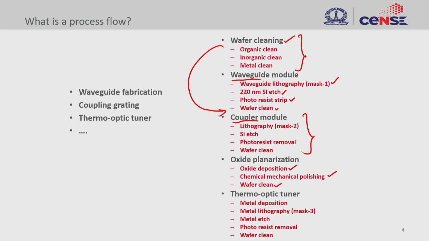And then if you need some sort of thermo-optic tuner or some metal heaters, then you start with metal deposition and lithography of metal, and then you etch metal and then remove the photoresist and then clean it. So this module can be used by anyone who wants to make a thermo-optic tuner or a metal heater.